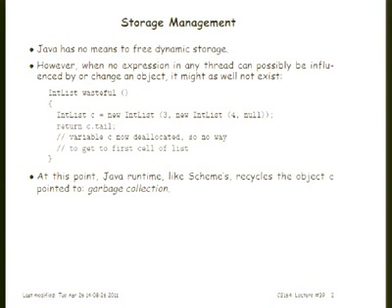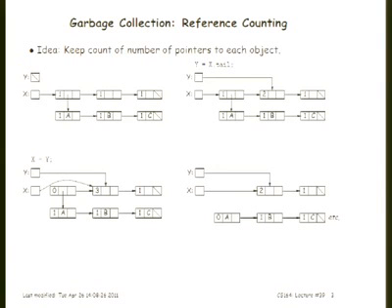Now, I said at this point Java's runtime, like Scheme's, recycles the object. That's not quite correct. At some time after this point, Java's runtime can recycle it whenever it really needs to. So the question is, of course, how do we get this special effect? Well, first of all, let's contrast this with C++. In C++, there is no such thing. Instead, there are explicit instructions for freeing heap storage.